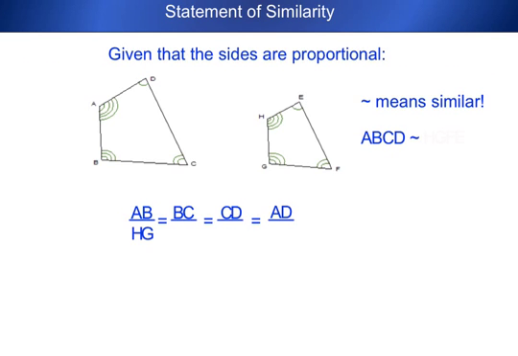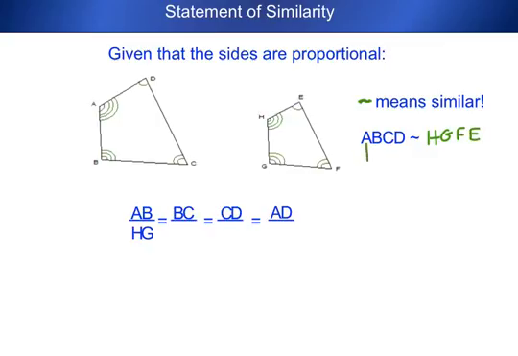A statement of similarity tells us what sides correspond to which and which angles correspond to the other angles. Just like when we were writing congruent statements for triangles, we could tell what angles were congruent and what sides were congruent. This is going to tell us what angles are congruent and which sides are proportional. So in this example, given that the sides are proportional, and then this symbol right here means similar. So ABCD is similar to HGFE.